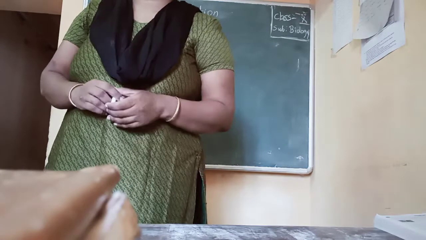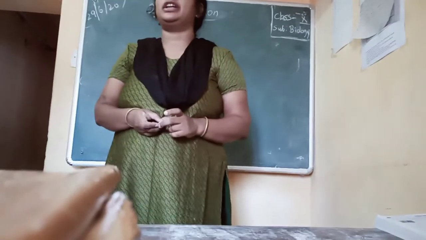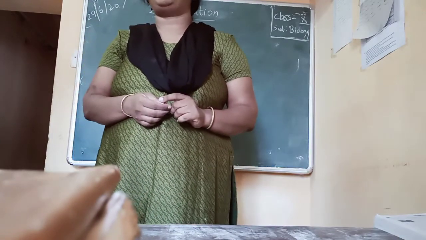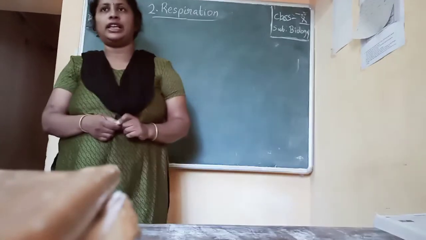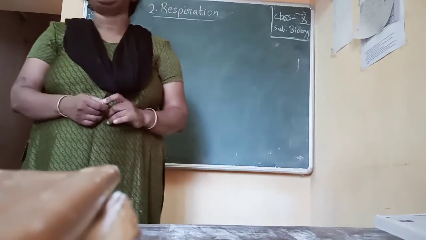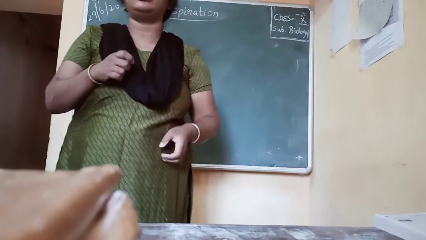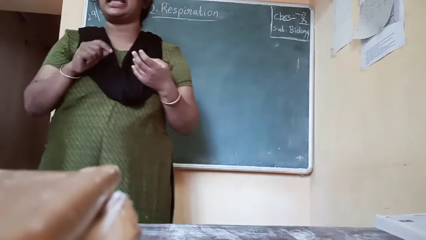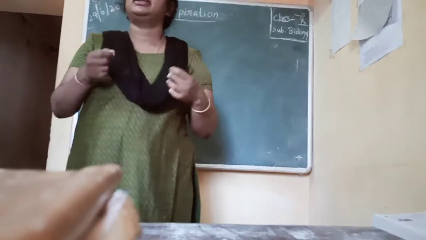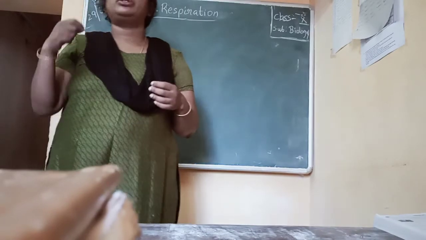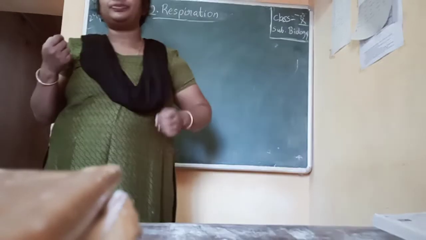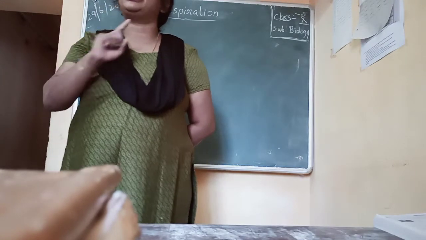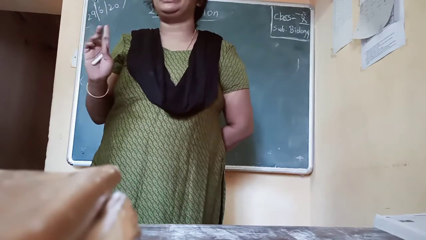So last class we discussed the passage of air to the lungs, the pathway in which the air passes to the lungs. So what is the pathway? First the air enters the nose, that is the nostrils. Then it passes to the nasal cavity, then through the pharynx, then through the larynx, then to the trachea. The trachea is divided into two parts, the bronchi. Each bronchus goes into one lung.